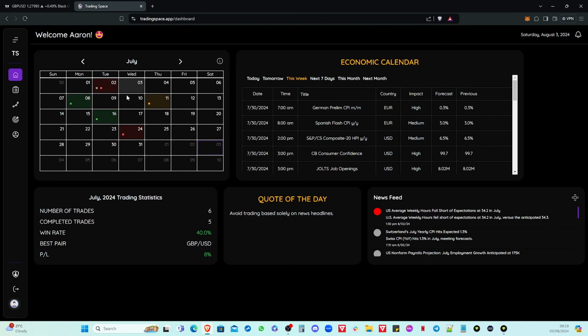So as you can see, in July, I took a total of 5 completed trades with a win rate of 40%, which is a very good win rate for ICT type of trading strategies. You can see my best pair was GBP USD, and I left July with a profit and loss of plus 8%. And as you can see, I didn't take many trades as well.